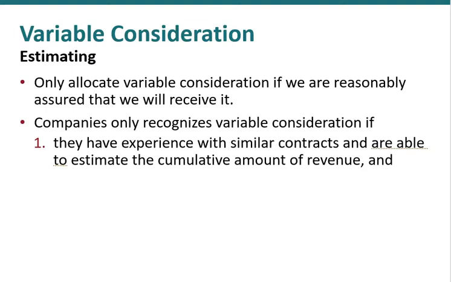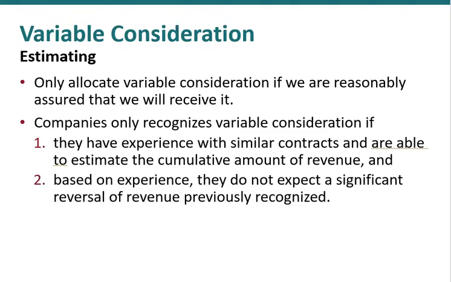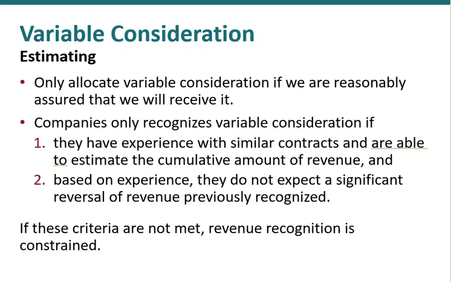So as I mentioned earlier, companies will only recognize variable consideration if they have experience with similar contracts and are able to estimate any cumulative amounts of revenue. And based on experience, they don't expect a significant reversal of any revenues that they have previously recognized on the contract. If these criteria are not met, then our revenue recognition will be constrained. That is, we might have to delay revenue recognition until we have more certainty and information. Let's go ahead and take a look at an example.